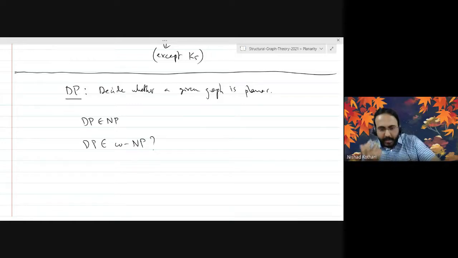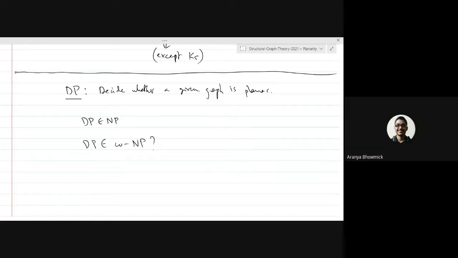Right, exactly. You can either use Wagner's theorem or Kuratowski's theorem, and you can give a certificate. Precisely, my certificate is a sequence of vertex deletions, edge deletions, and edge contractions, which will give me the required K5 or K33, and the user can easily verify in polynomial time whether that sequence will give me the required K5 or K33 subgraph.